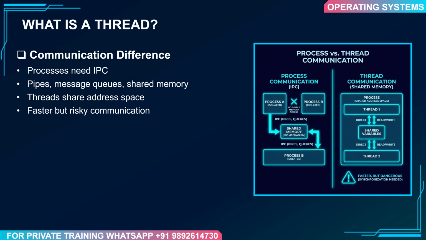Another important difference between processes and threads is communication. Earlier, we learned about interprocess communication or IPC using mechanisms like pipes, message queues, and shared memory. Processes need these special mechanisms because they do not share memory by default. Threads do not need IPC in the same way. Since threads share the same address space, they can communicate by simply reading and writing shared variables. This makes communication faster, but also more dangerous if not handled carefully.